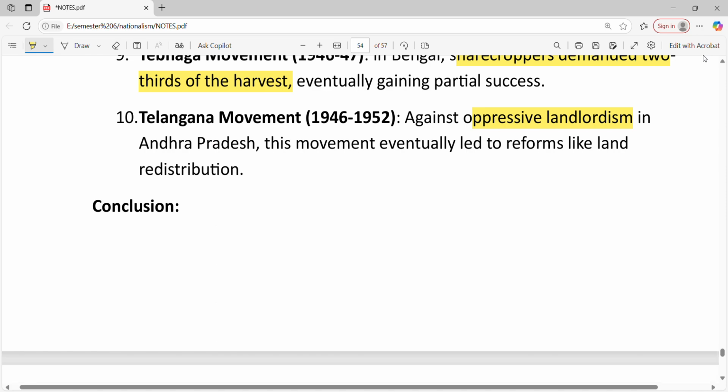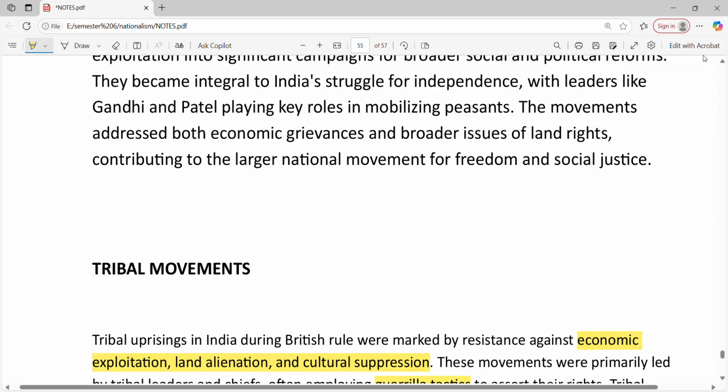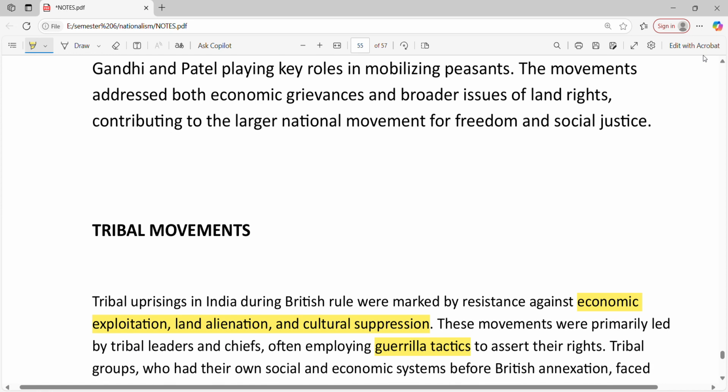Okay. Then Tebhaga movement and Telangana movement, which you can read by yourself. So that's all about the peasant uprisings. Then we have tribal movements.